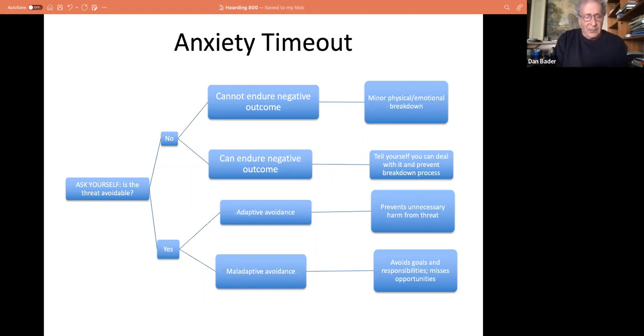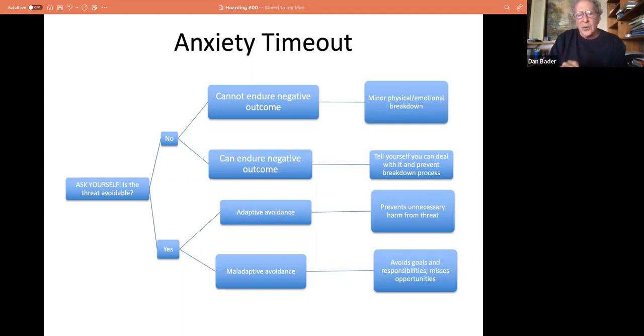If the threat is avoidable, then we're going to have either an adaptive avoidance, something that's a good avoidance, or a maladaptive avoidance, something that is not a good choice. If it's an adaptive avoidance, it prevents unnecessary harm from the threat. If it's a maladaptive avoidance, we may avoid goals and responsibilities and miss out on opportunities. A lot of anxiety management is really focused on things that are avoidable, and they could be maladaptive or adaptive.